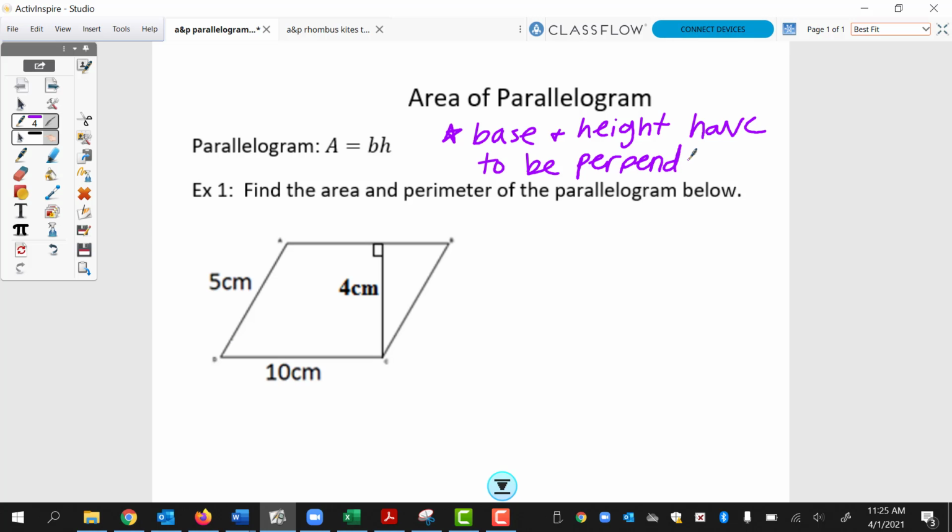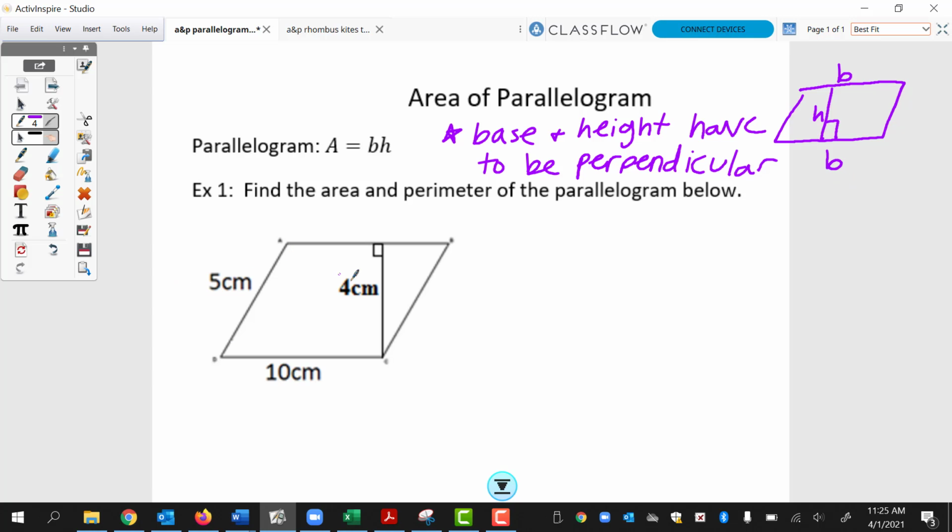Perpendicular. Okay. So like, here's our little parallelogram. Your height is going to be going through the middle. It makes a little 90 degrees. So this is the height, and then this or this would be your base. Either one, because they are the same length. So make sure you're picking the right numbers for height and base when you're doing area.